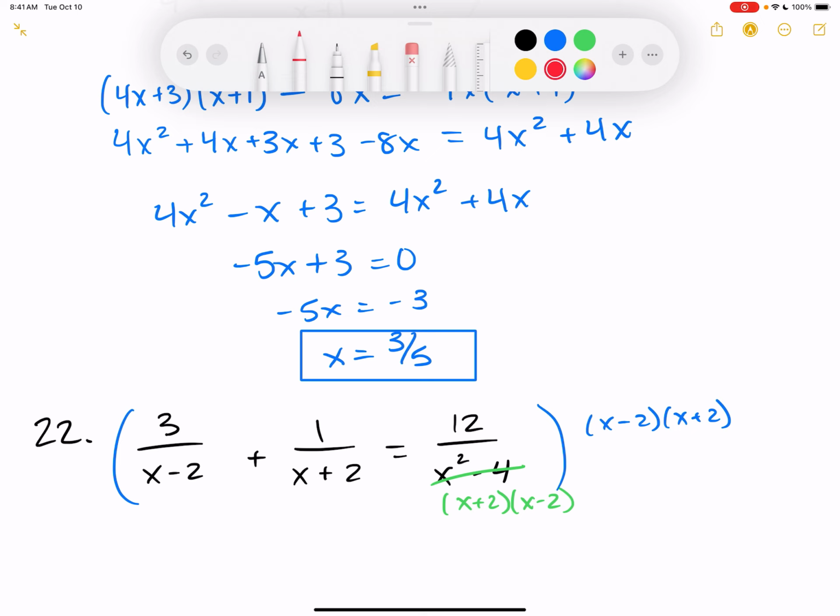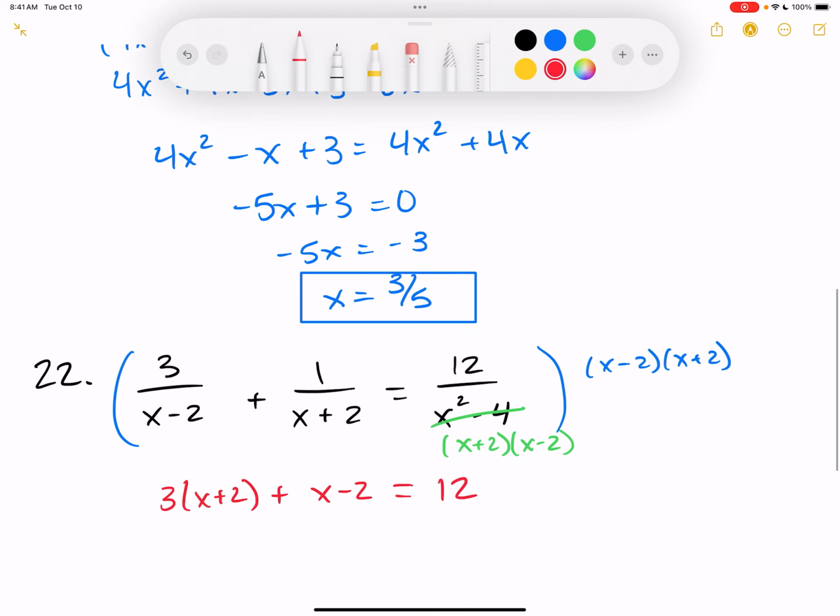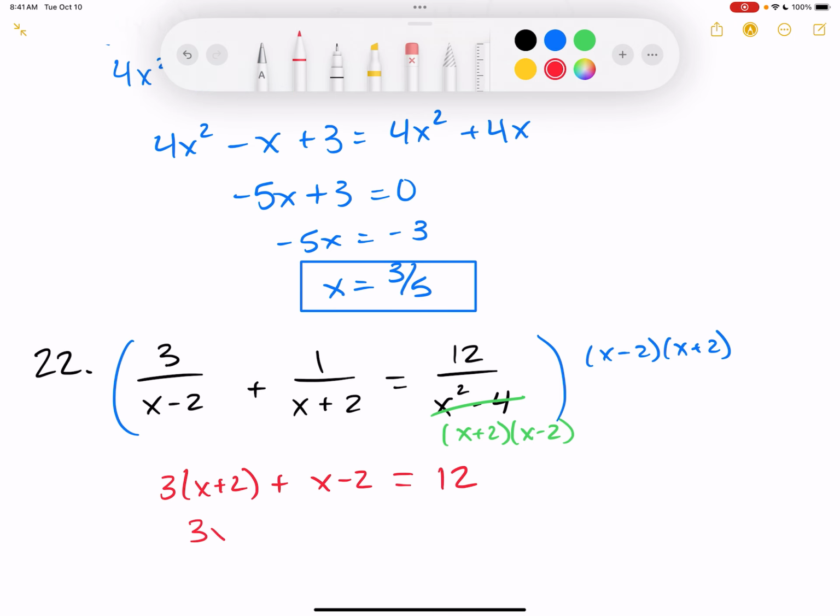So for the first one, the 3 over x minus 2, the x minus 2's are going to cancel, so I'm left with 3 times x plus 2. Plus, on the next one, the x plus 2's cancel, so I'm left with 1 times x minus 2, or just x minus 2, is equal to, over here, x plus 2 cancels and x minus 2 cancels, so I'm just left with 12. So then I've got 3x plus 6 plus x minus 2 equals 12.